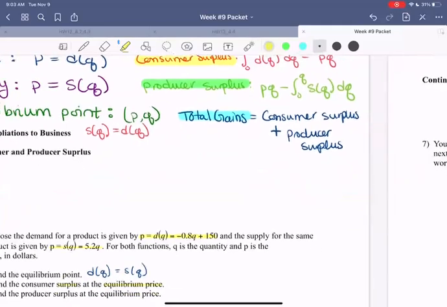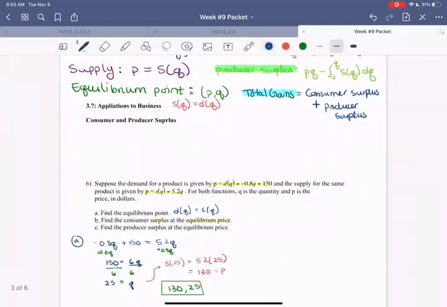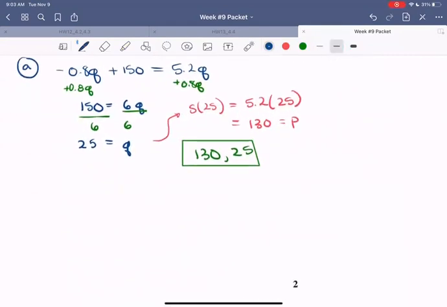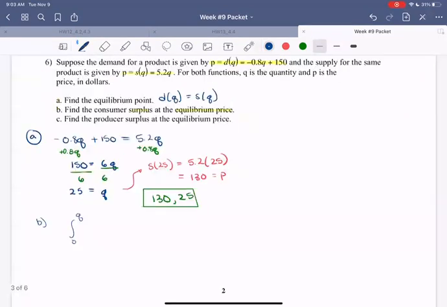And when you're ready, let's look at it together. So consumer surplus is, I'll write it down here, going to be the integral from 0 to Q of the demand. So that's negative 0.8 Q plus 150 dQ minus P times Q. And now we're going to evaluate this at the equilibrium point. So we're going to have P equal 130 and Q equal 25.